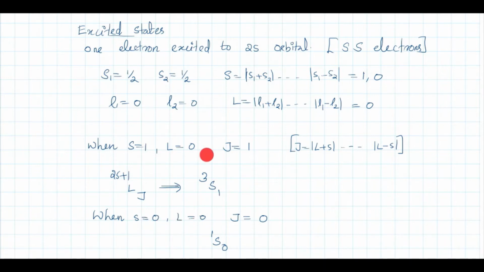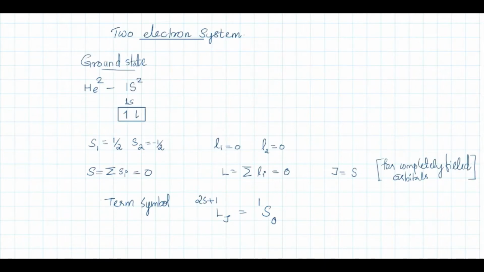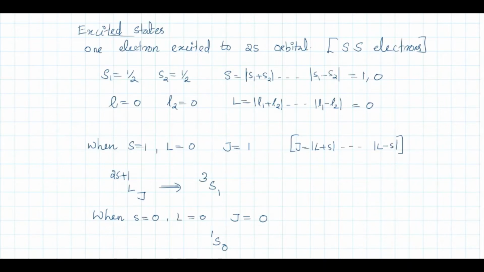For the first case, you can have J value 1, because J can in general take values from mod L plus S to mod L minus S. In the case of ground state, I mentioned that if it is a completely filled or half filled orbital, J equal to S, and if it is less than half filled, J is mod L minus S. For more than half filled, J is mod L plus S. But in the case of excited states, J can be from modulus of L plus S to modulus of L minus S. So here from 1 plus 0 to 1 minus 0 means simply 1. Okay, J is equal to 1.